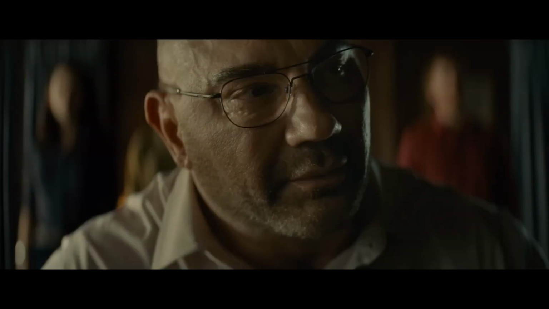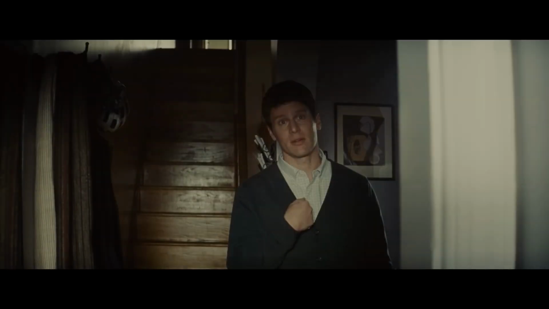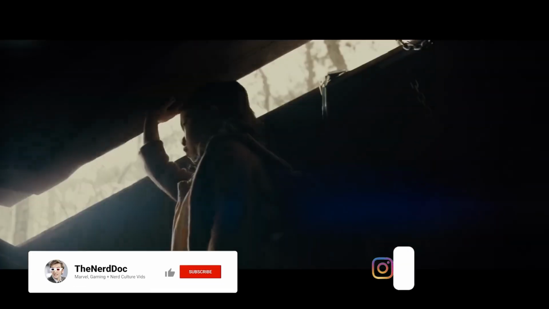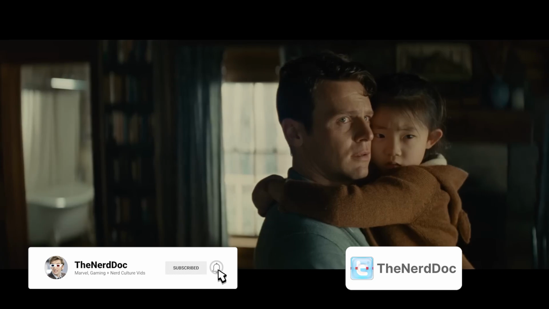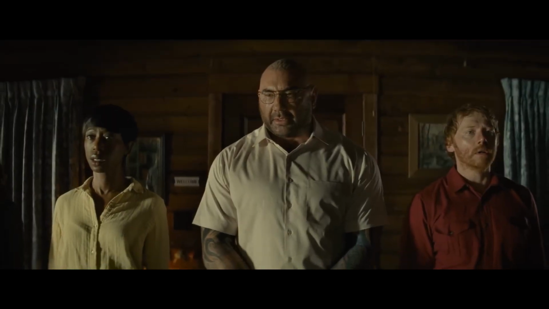In this video, we're going to explain Knock at the Cabin, including some of the important plot details and general themes. We'll also look at some of the significant differences between the movie and the original book. There will be spoilers for Knock at the Cabin in this video. This is your spoiler warning.